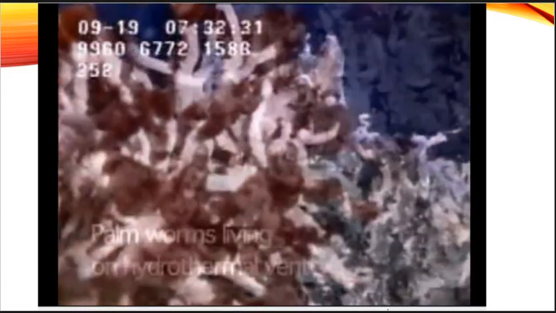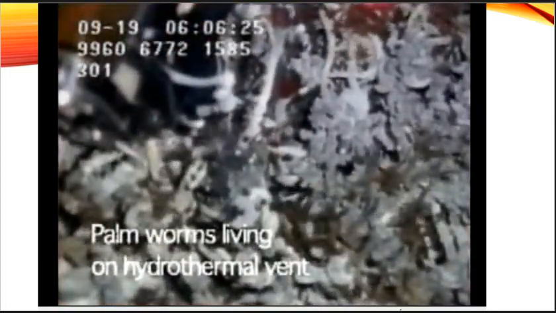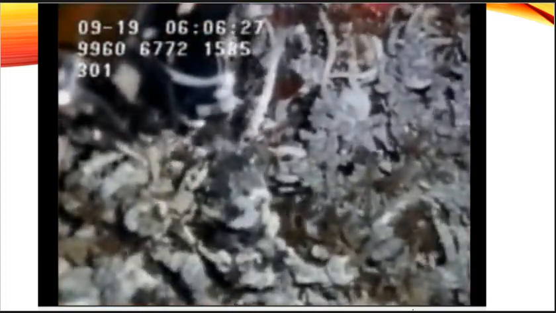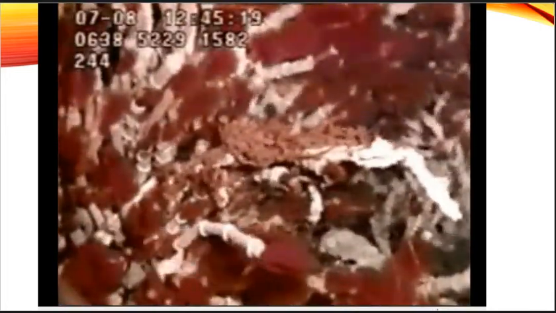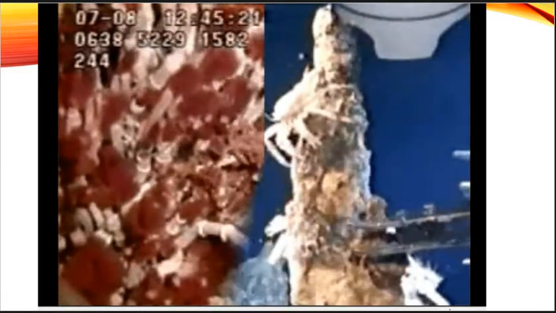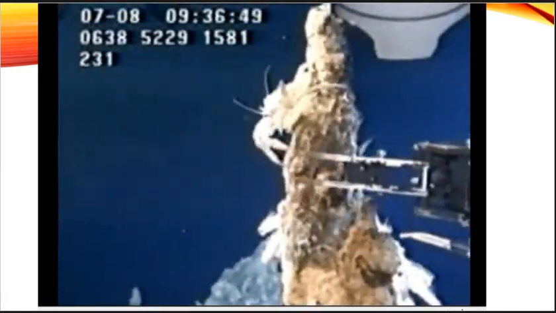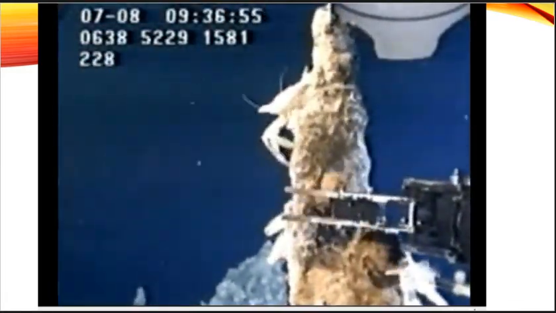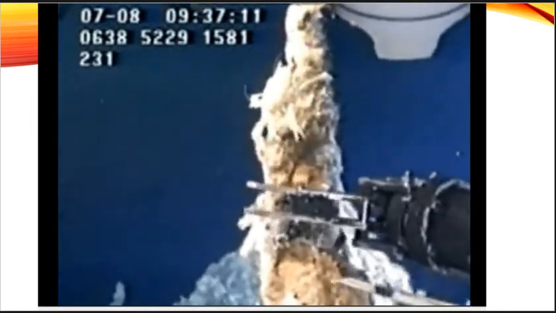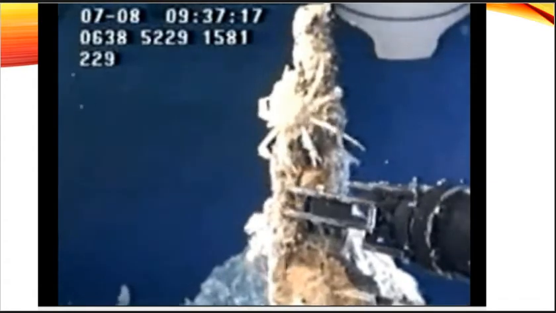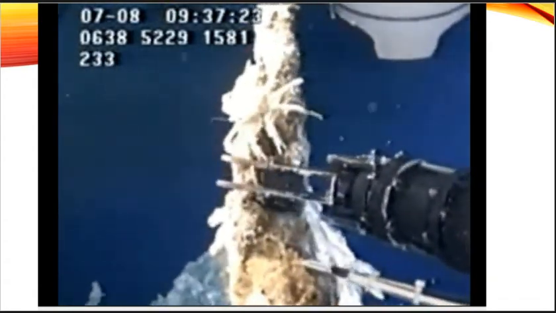The palm worm is another kind of worm that can be found on hydrothermal vents. In fact, it's not uncommon to find palm worms and tube worms living together. Now, all these worms provide food for other animals, so you find other animals near hydrothermal vents as well. For example, this is a common kind of crab that you will find feeding on the animals that live near hydrothermal vents. Is that a robot filming that?